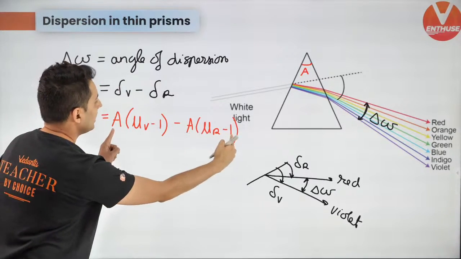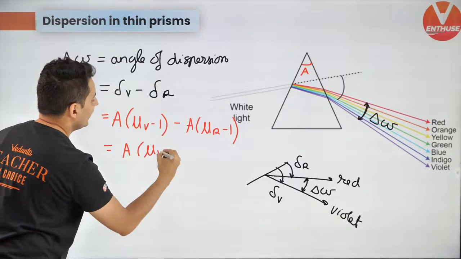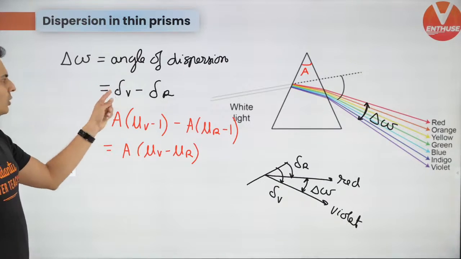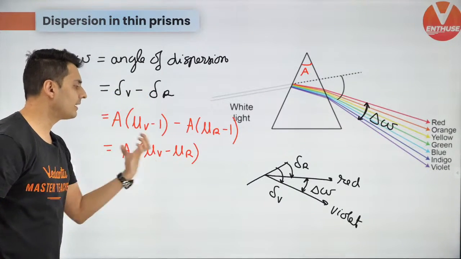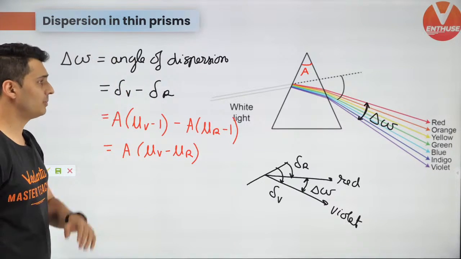And if you see, A will get cancelled and you will just have A into mu violet minus mu red. That is the formula. So you can remember this and you can derive this within a few seconds if you want in the final examination. So this is the formula. Okay, so that is the angle of dispersion.